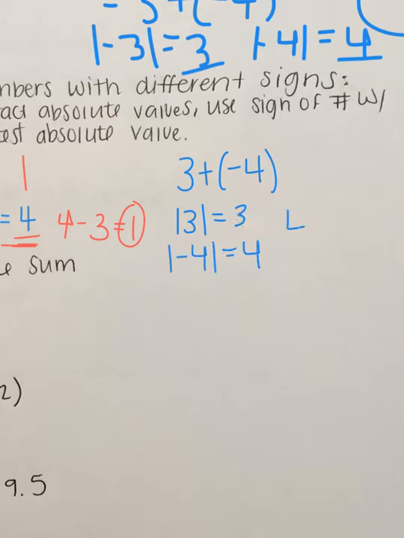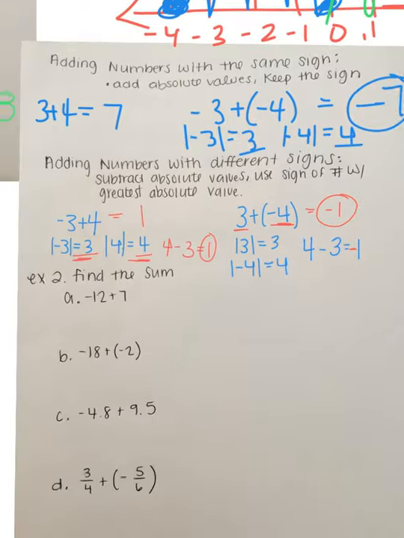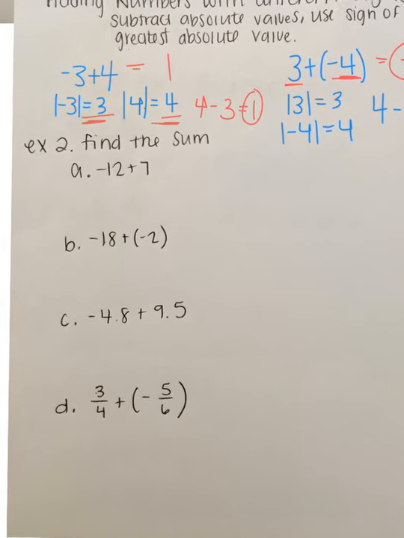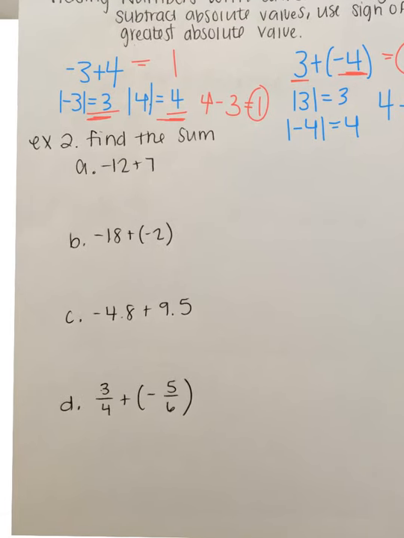Now if I take the bigger number and subtract the smaller number, I get 1. But with negative 4 and 3, 4 is bigger than 3, and 4 has a negative sign. So I get -1 here for that answer. Okay, so try to find these sums. Hopefully this is pretty intuitive for you, and pause it and I will write out the answers when we're done.